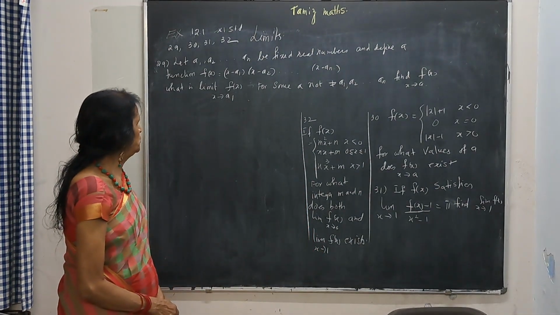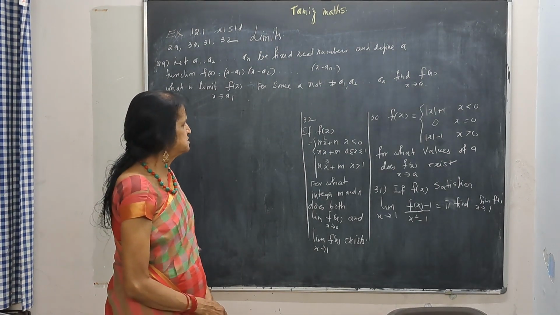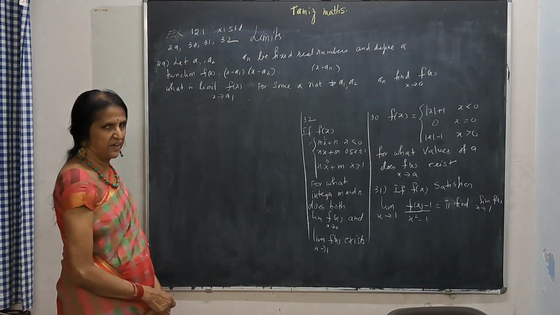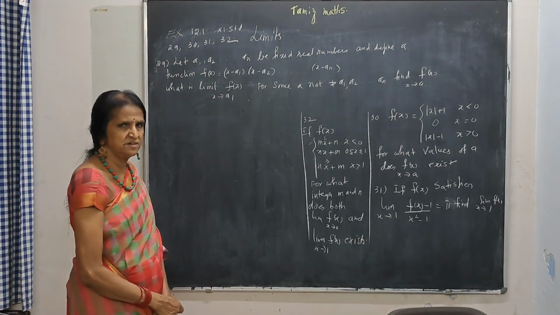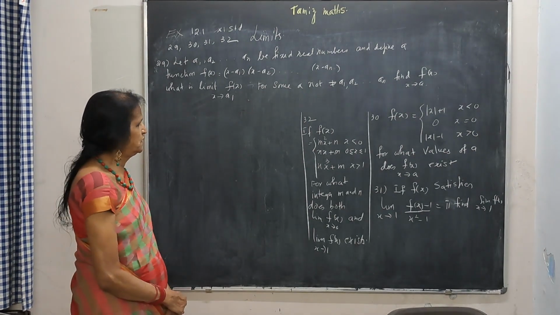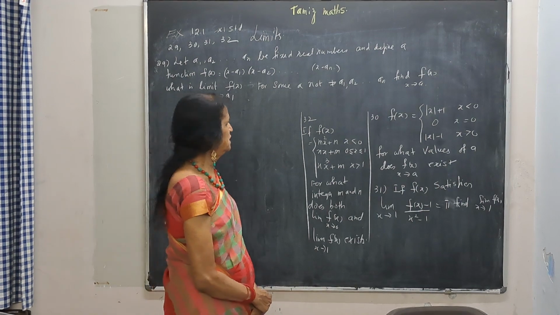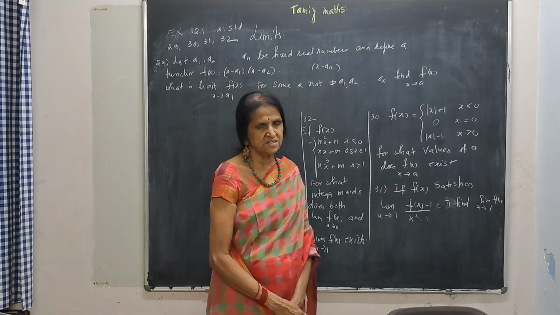Let a1, a2, an be fixed real numbers and define a function f(x) equal to (x minus a1)(x minus a2) and so on, (x minus an). What is the limit of f(x) as x tends to a1? For some a not equal to a1, a2, an, find the limit of f(x) as x tends to a.